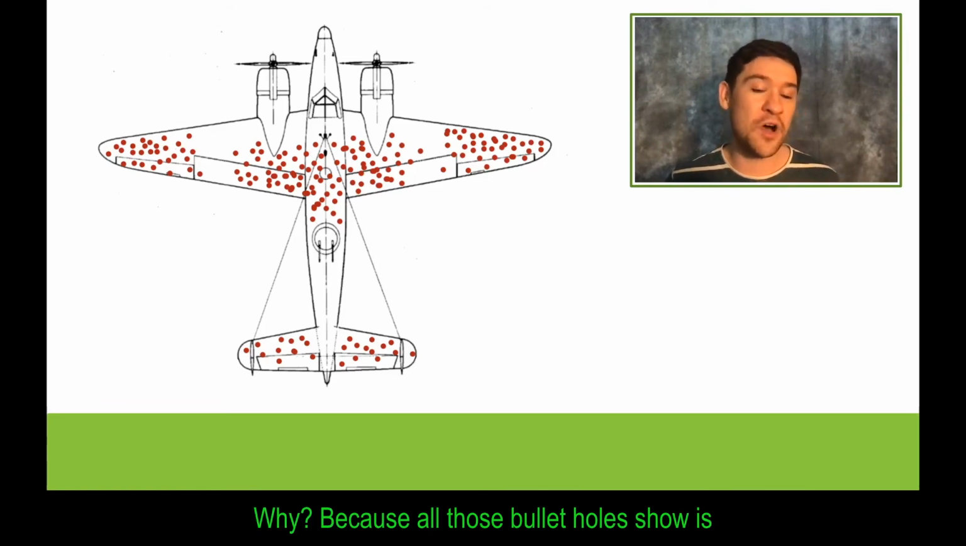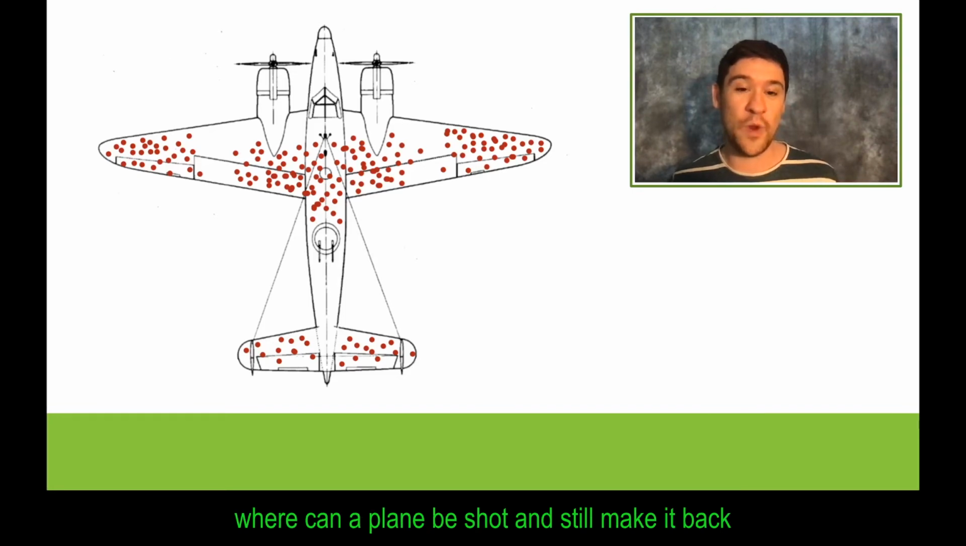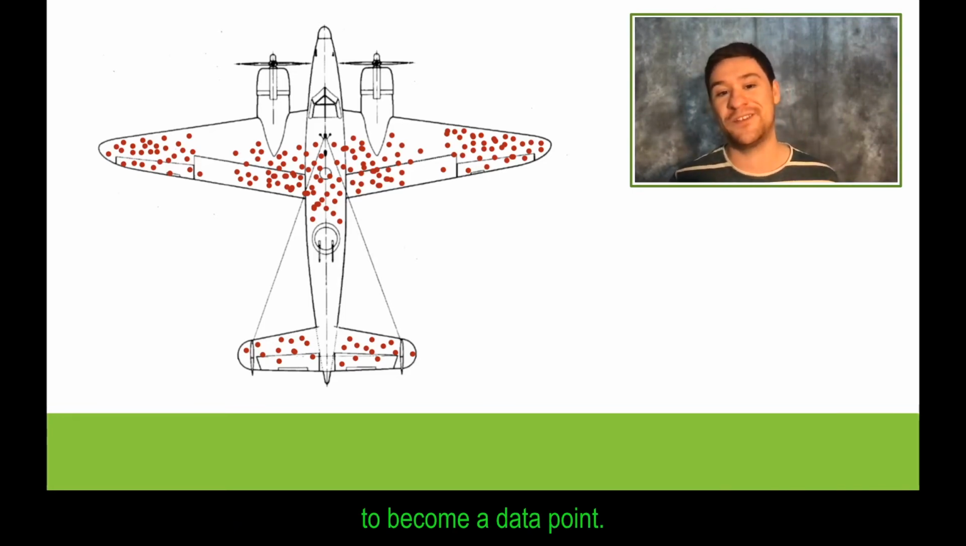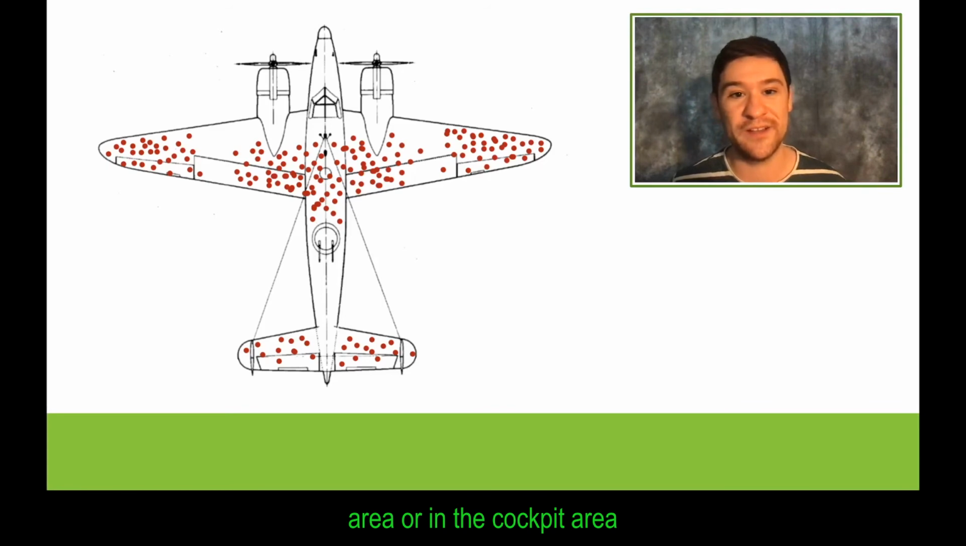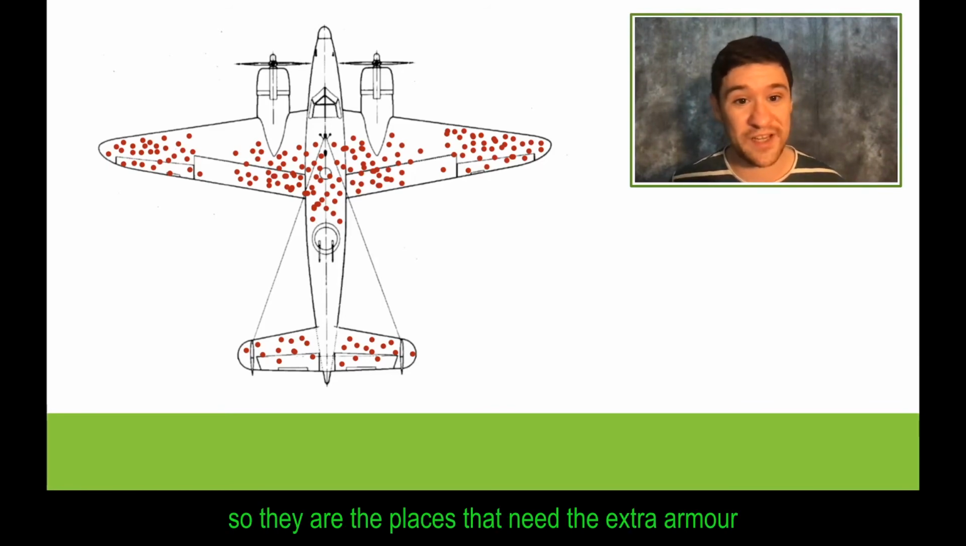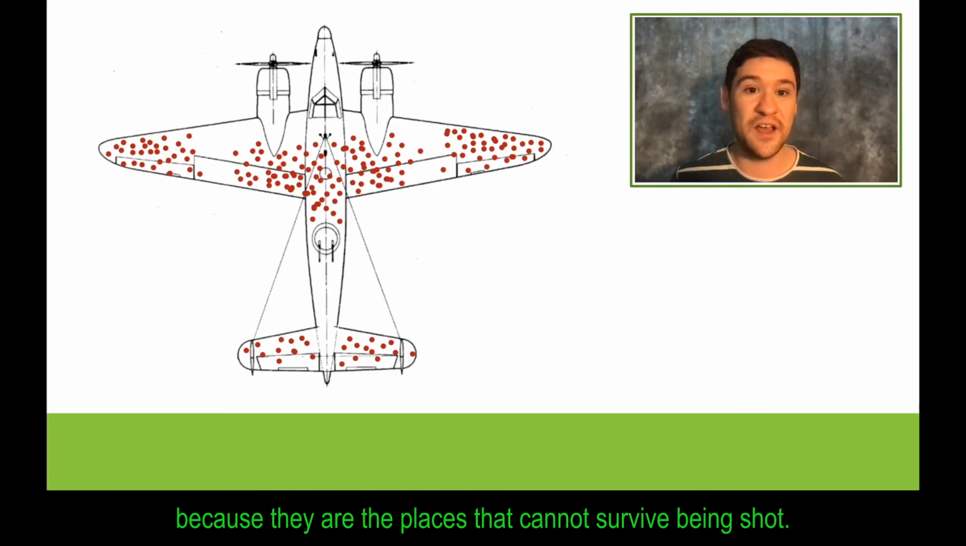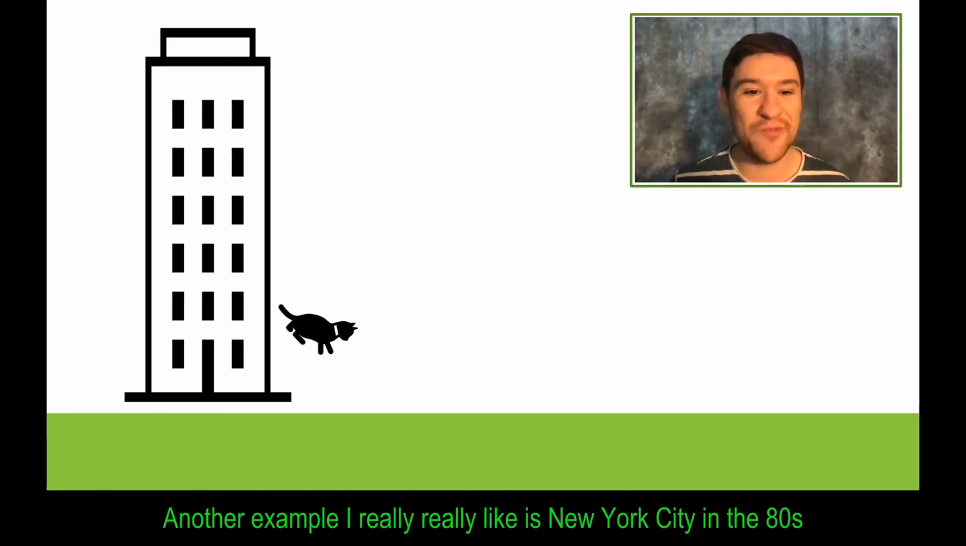Why? Because all those bullet holes show is where a plane can be shot and still make it back to become a data point. None of the planes came back that got shot in that middle tail area or in the cockpit area. So they are the places that need the extra armour, because they are the places that cannot survive being shot.